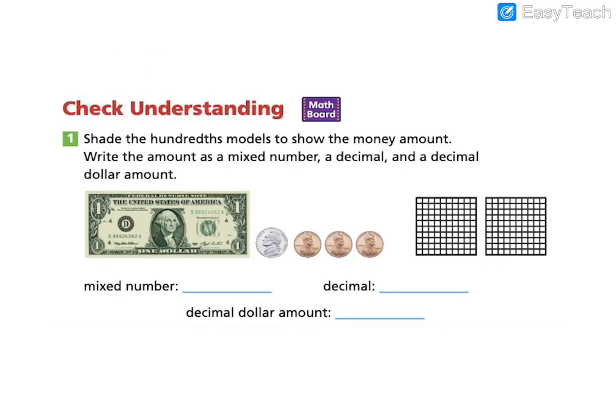All right, go ahead and pause the video and complete the check understanding. Press play to check your work. Okay, let's go ahead and check your work. You had $1.08. So as a mixed number, that's 1 and 8 hundredths. Your decimal is 1 and 8 hundredths. Okay, it's important that we have a 0 in the tenths place. We don't have any tenths filled in here. And our decimal dollar amount is $1.08.